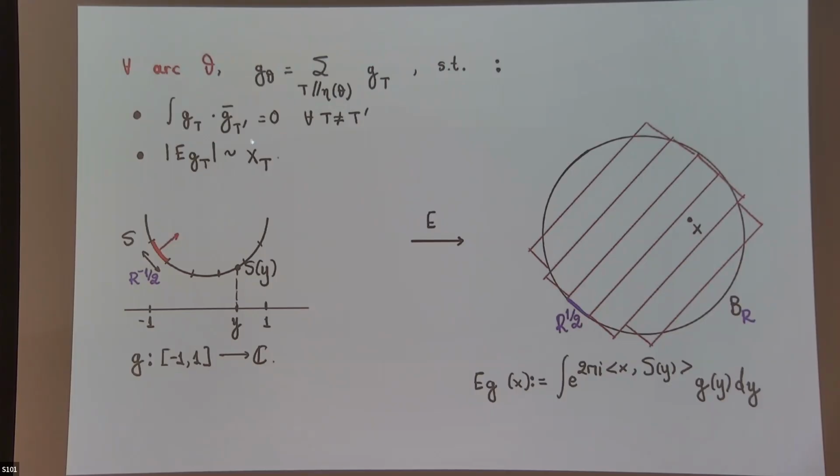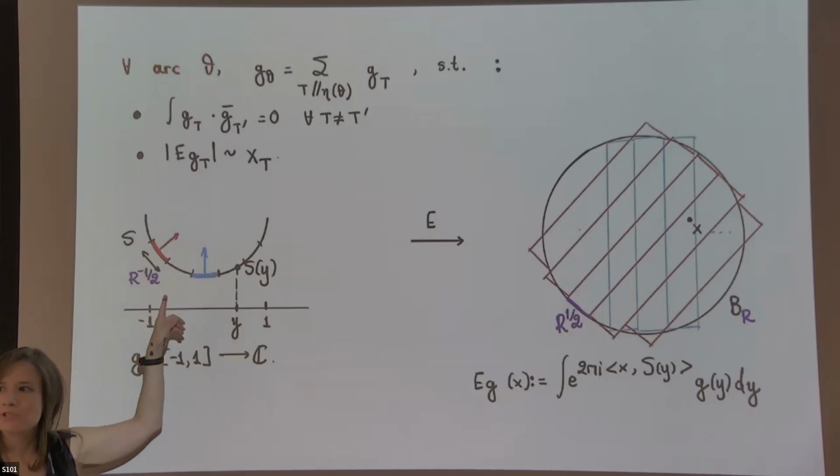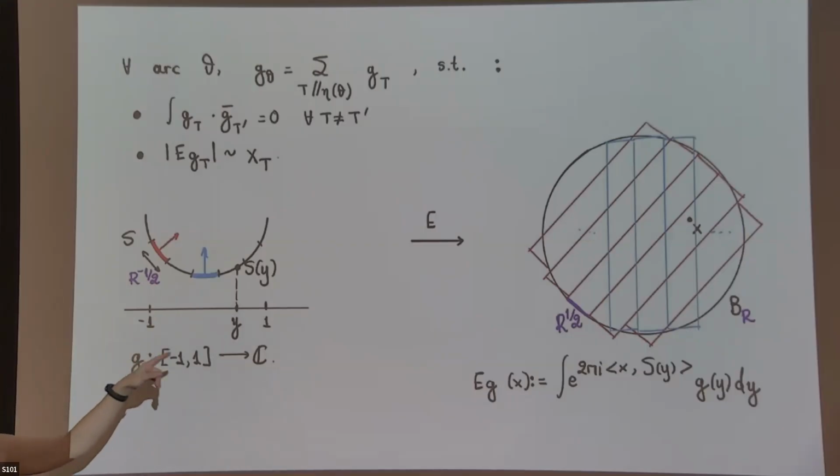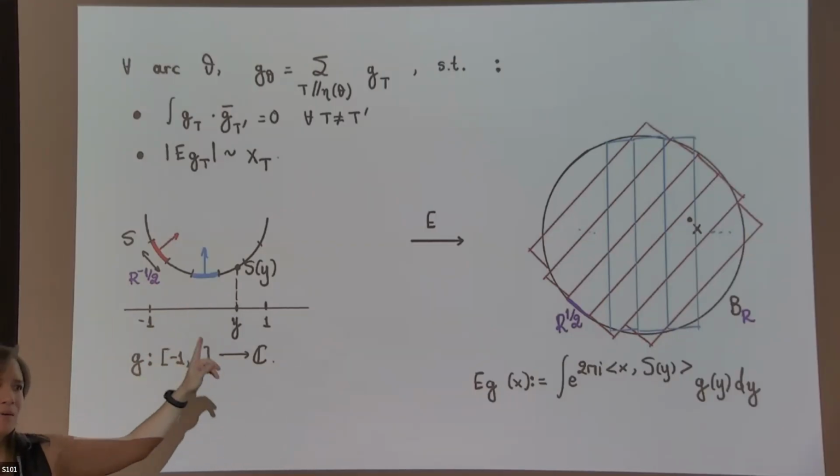And not only is the extension operator of G_T supported in T, it's roughly constant in magnitude there. So all this stuff is heuristics, but there are ways to make them more precise. Okay? For now, we can imagine that these things are correct. Now if you take another cap, it has another normal because of the curvature we assumed. It's not a flat curve, it's a curved curve. So it gives rise to another family of tubes.